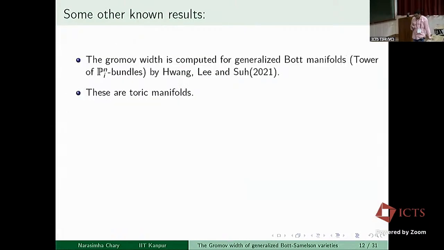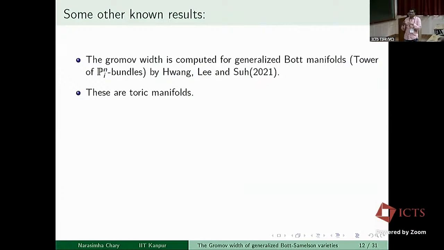So let's see what other known examples there are. One is flag varieties, which we know explicitly. Another one is generalized Bott manifolds. This is also because generalized Bott manifolds are toric manifolds, so you have a lot of combinatorics available and you can do it. But this is not known for all toric manifolds. This is a special class of toric manifolds.